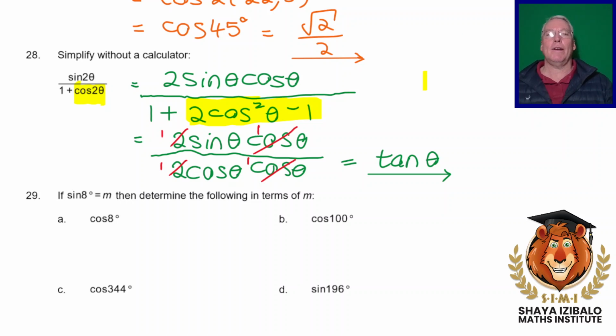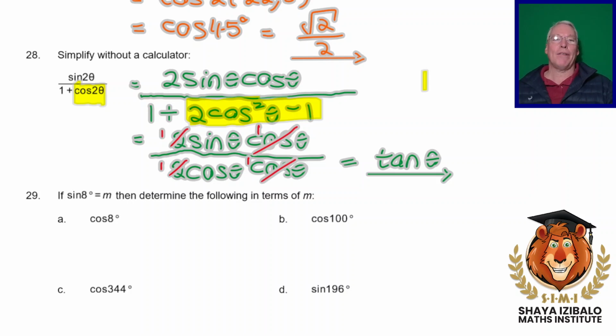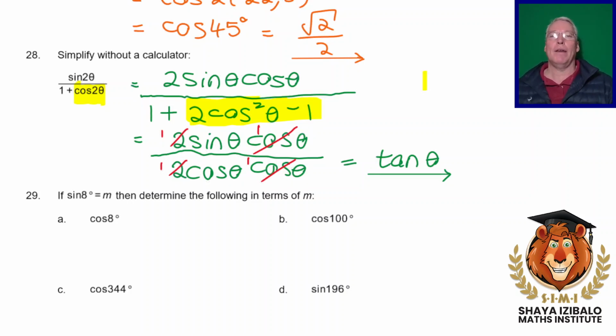Now we move on to these questions, the likes of which we've seen before, whereby we are told about the sine of 8, and we're now asked a whole lot of other questions. Right, the cos of 8, firstly. Remember how we can get from sine to cos. There are actually two ways. The safest and kind of best way is to draw a little triangle.